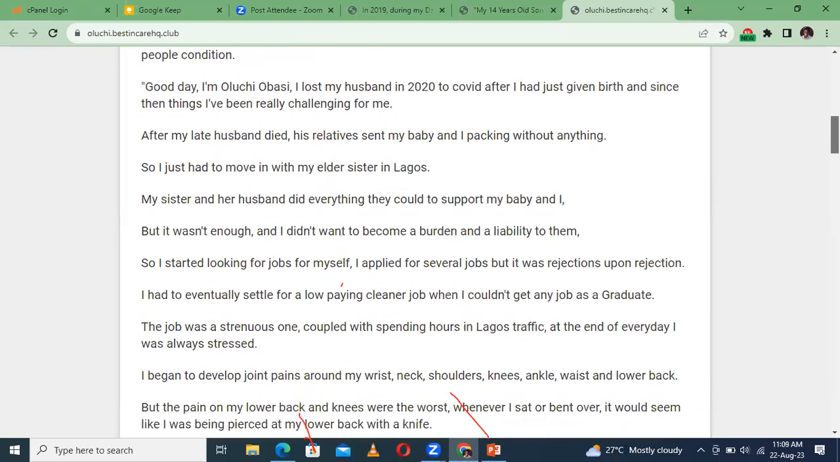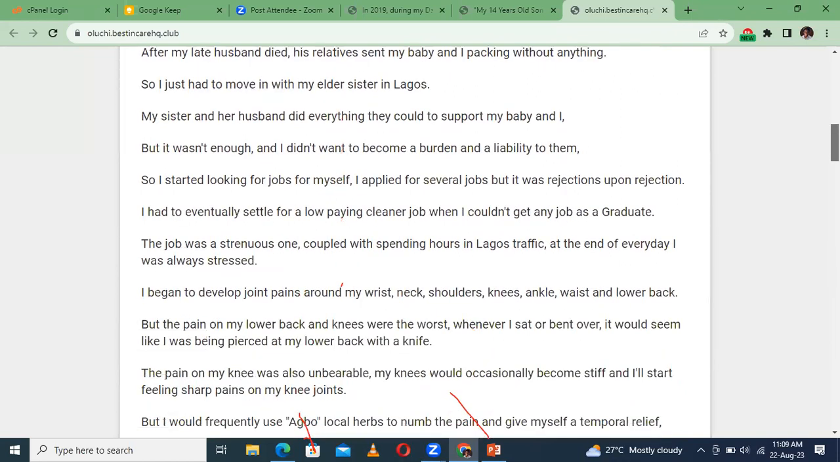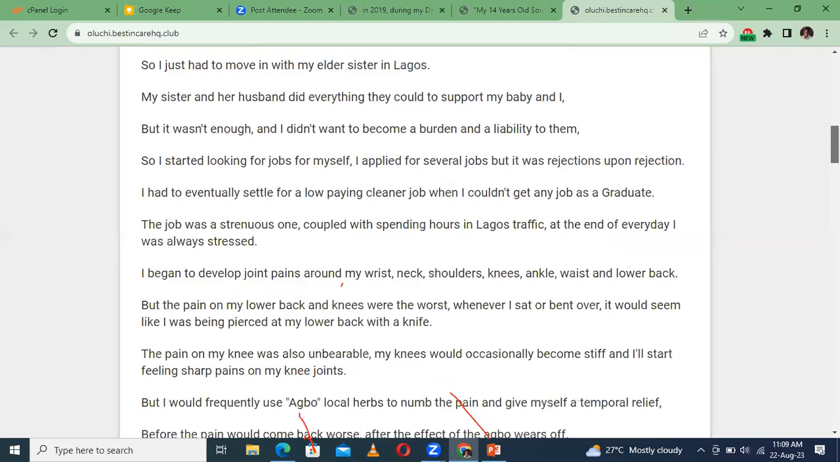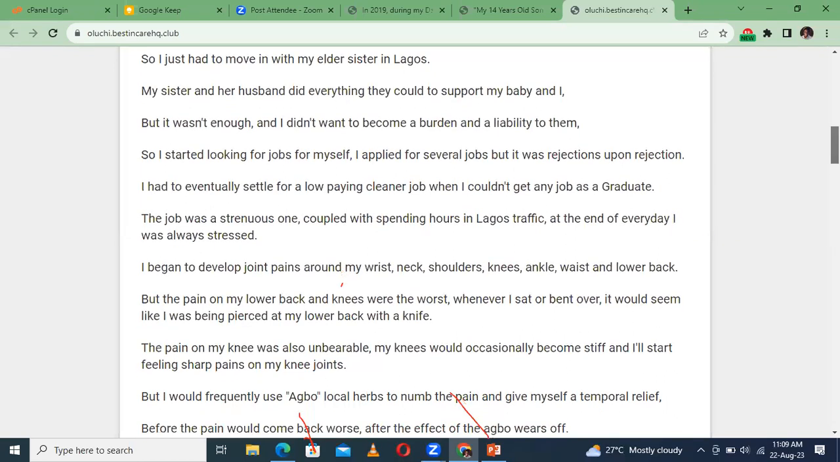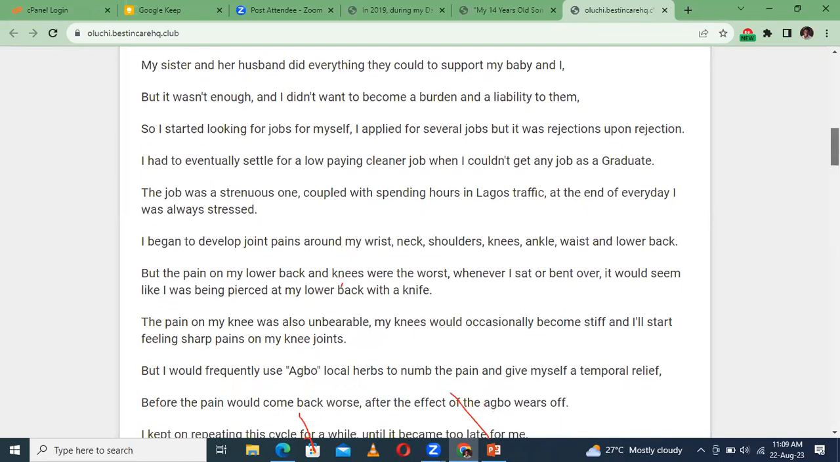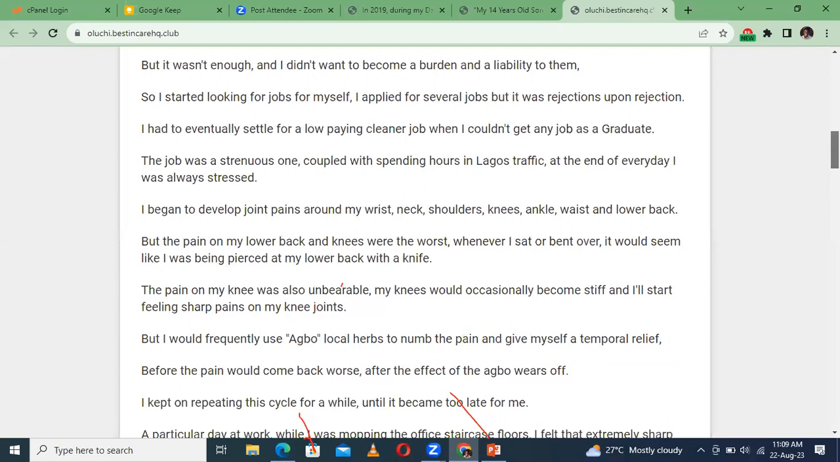My sister and her husband did everything they could to support my baby and I, but it wasn't enough, and I didn't want to become a burden and liability to them. So I started looking for jobs for myself. I applied for several jobs, but it was just rejection upon rejection. I had to eventually settle for a low-paying cleaner job when I couldn't get any job as a graduate.